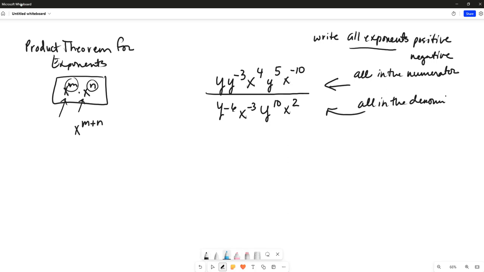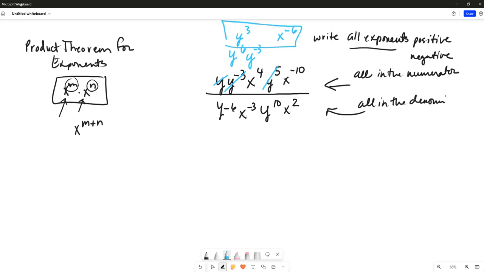Okay, so let's do this one. So we have x to the first power, and then we have x to the negative third power, and we have y to the first power, y to the negative third power, and y to the fifth power. Okay, so that is y to the sixth, y to the negative third. So that's going to be y to the third. Okay, got all those. And then for the x's, we have x to the fourth and x to the negative 10th. Well, that's going to be x to the negative sixth. Okay, so those are what we have in the numerator.